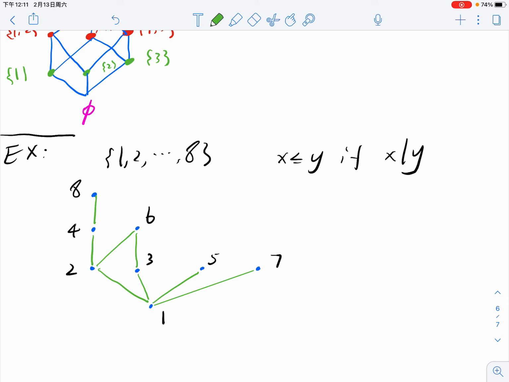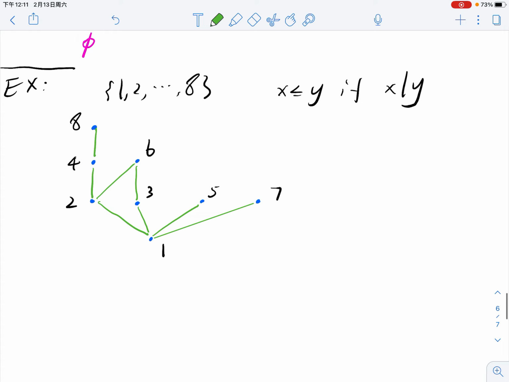Okay, and here actually we omit the relations between 8 and 1, 4 and 1. This is because the partial order is transitive. Therefore, as soon as you have 8 to 4, 4 to 2, 2 to 1, automatically you will have 8 to 1. And a nice property is that just above 1, one level above, you will see the elements that are prime numbers.